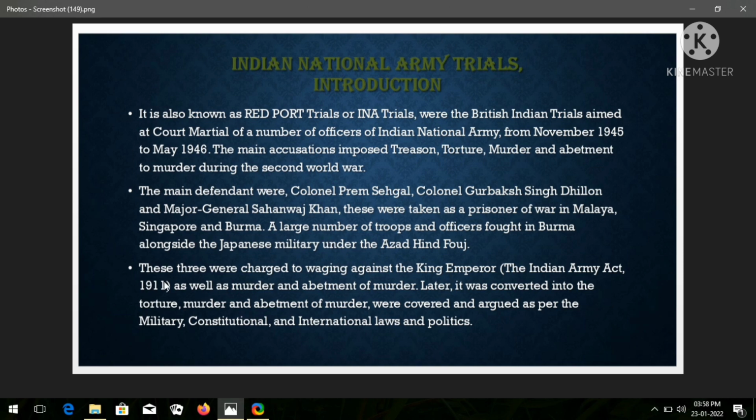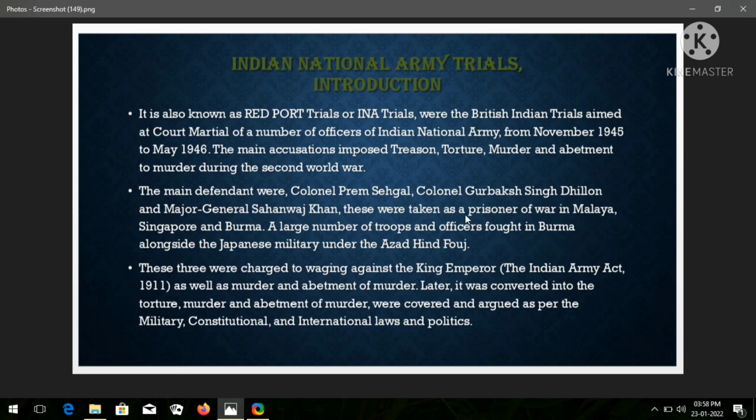In India also, these three were charged with waging war against the King Emperor under the Indian Army Act of 1911, as well as murder and abetment of murder. Later it was converted into torture, murder, and abetment to murder, and the case was argued as per military, constitutional, and international laws and politics.